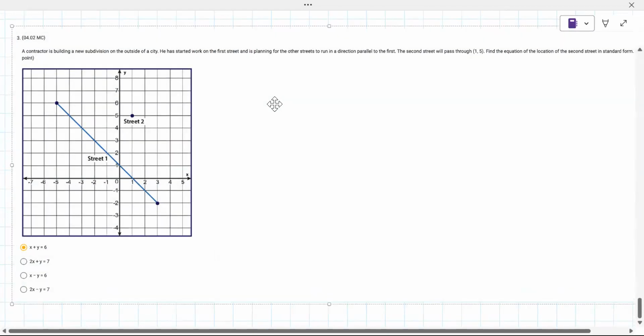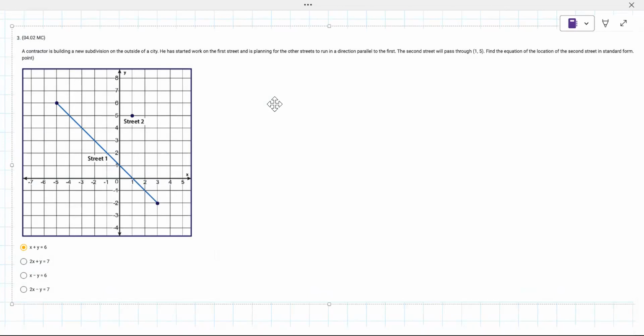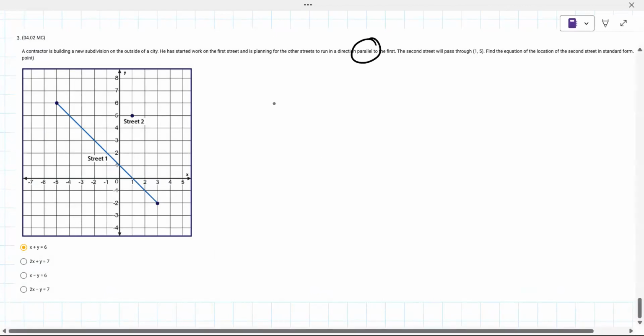A contractor is building a new subdivision on the outside of a city. He has started work on the first street and is planning for the other streets to run in a direction parallel to the first. The second street will pass through (1, 5). Find the equation of the location of the second street in standard form. This actually wasn't even a geometry question, but kind of is.